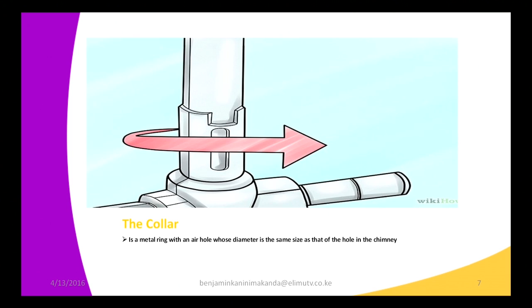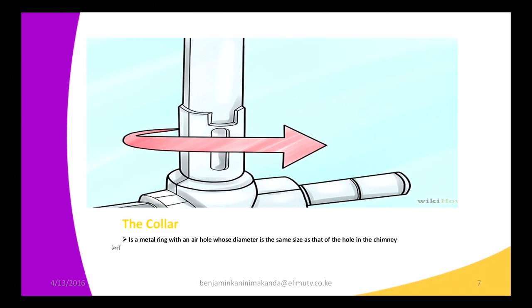So that is all about the collar. It's just a ring with an air hole. The role of this air hole is to provide air in the Bunsen burner so that this air can mix with the laboratory gas and they burn to produce flame. So it contains an air hole which provides air that mixes with the lab gas.